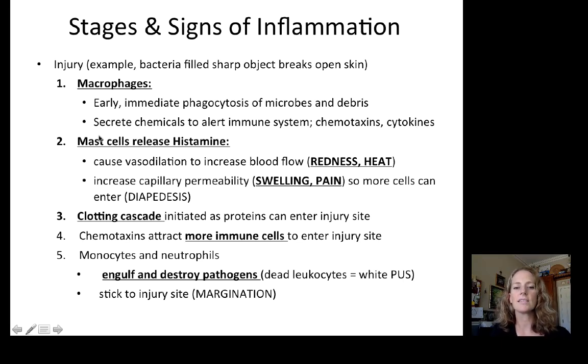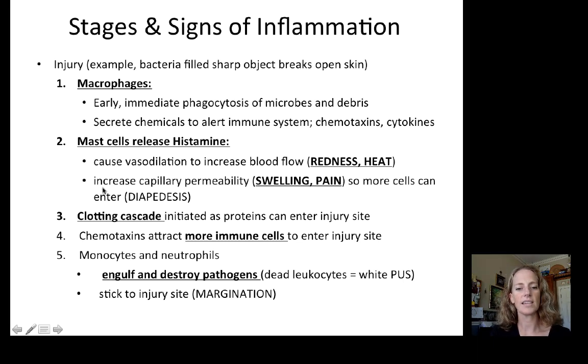The mast cells then will be recruited to the site and will release histamine. Histamine can cause vasodilation. Okay, think back to the cardiovascular system. What happens when you have local vasodilation? You're going to go from a normal blood vessel to a dilated blood vessel at this local area of injury. The vasodilation actually increases blood flow to the injury. That will cause redness as the blood moves in, and heat because the blood is warm.